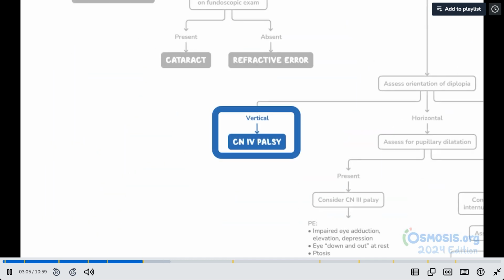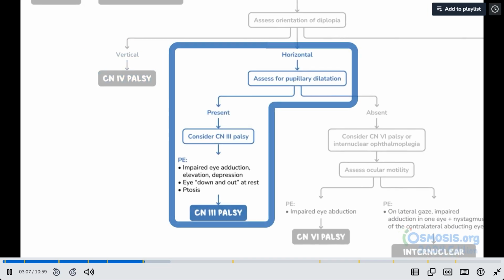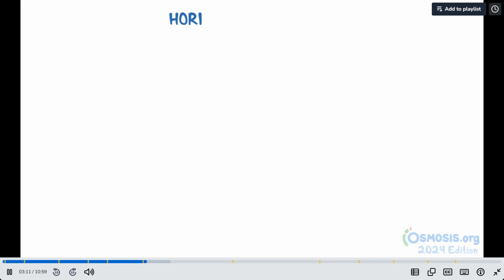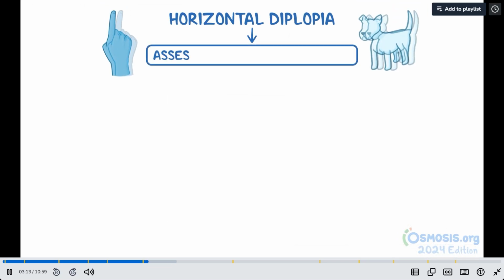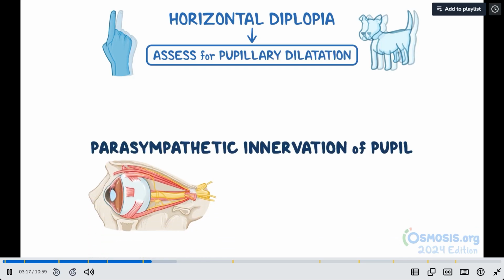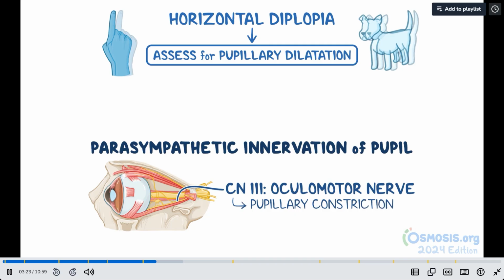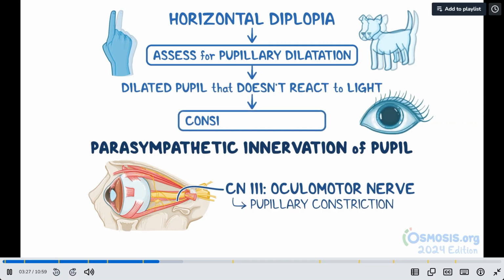Next, let's consider a patient with horizontal diplopia, meaning they see the same object side by side. Here, you'll need to assess for pupillary dilatation. Parasympathetic innervation of the pupil comes from cranial nerve 3, or oculomotor nerve of the same side, and allows for pupillary constriction. If you see a dilated pupil that doesn't react to light, consider cranial nerve 3 palsy.